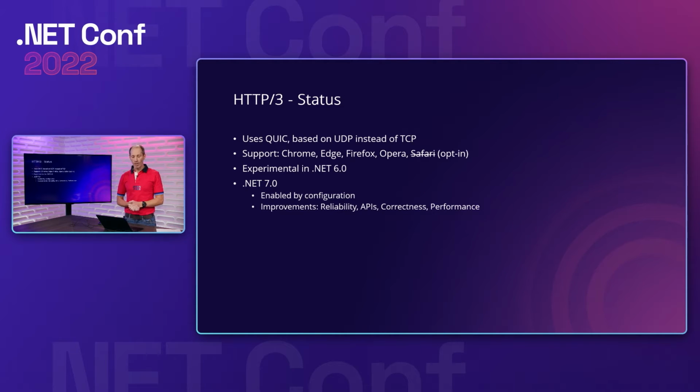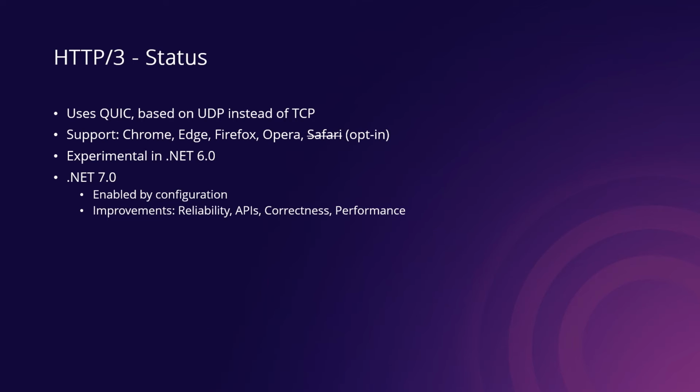Some improvements in .NET 7 were also made on HTTP 3 since last year when it was first released. On reliability, on the API shape, so some changes. That's why it was experimental, so we could play with how to use the HTTP 3 protocol. On the correctness, it just works better compared to the specification, and also performance improvements on HTTP 3.